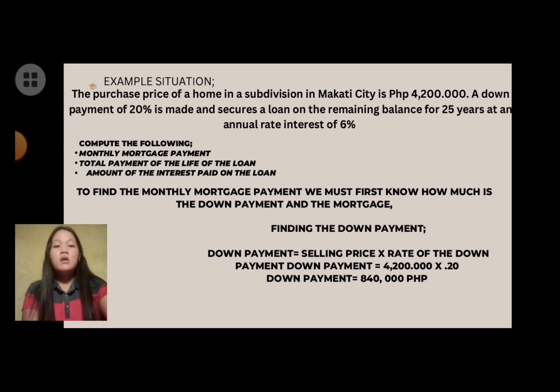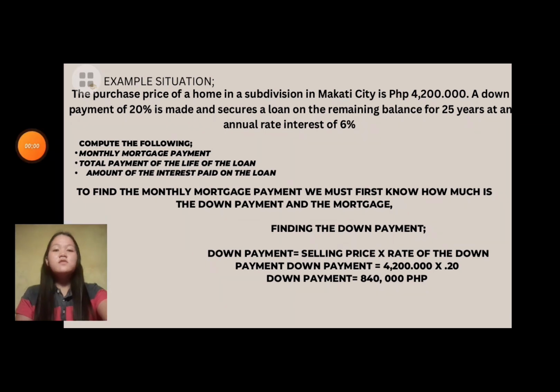In finding the monthly mortgage payment, we first need to know how much the down payment is, as well as the mortgage or the amount of the loan. In finding the down payment, we only need to multiply the selling price and the rate of the down payment, which is already given in the example. The selling price of 4,200,000 multiplied by 20%, or 0.20, will give us the product of 840,000. We have found our down payment, which is 840,000.